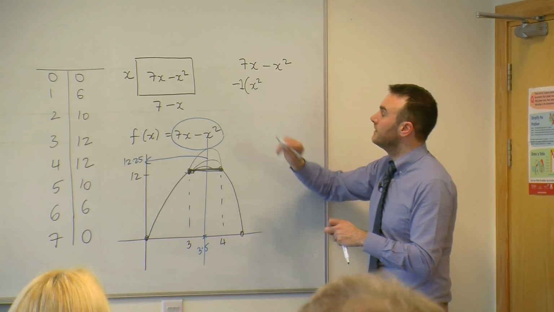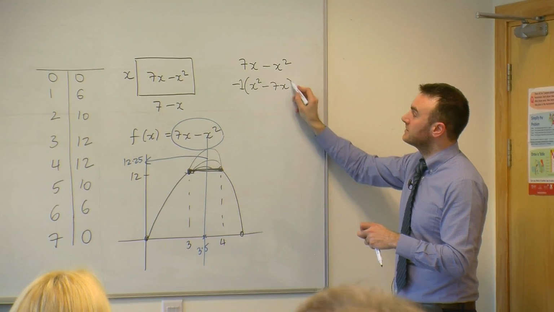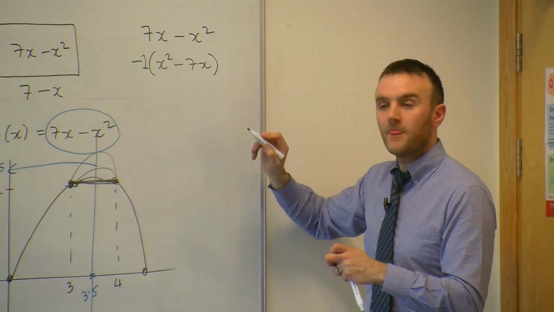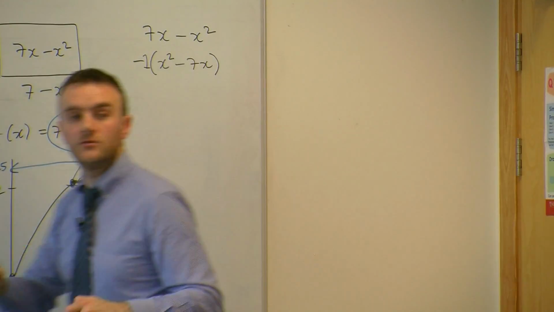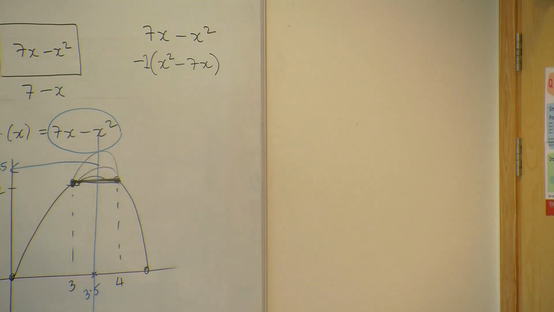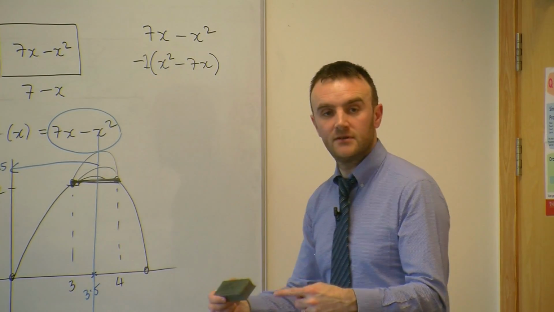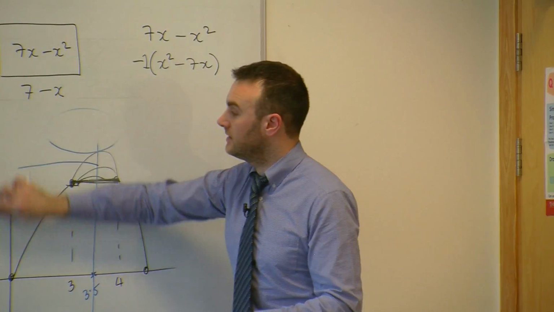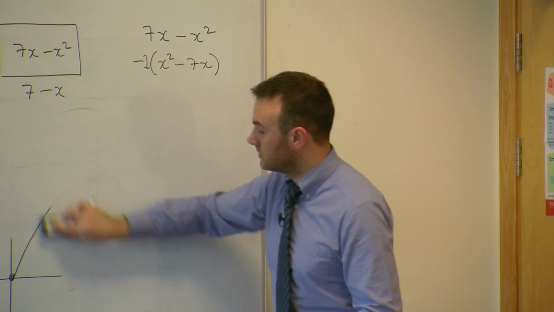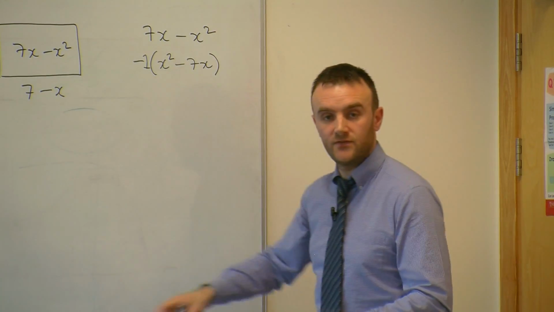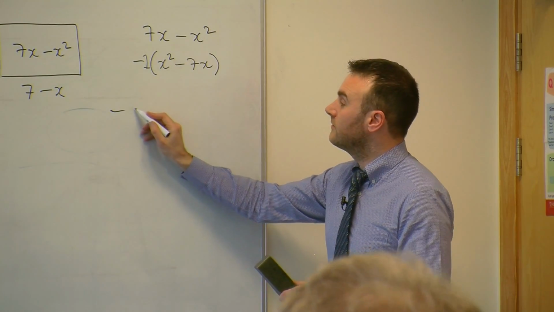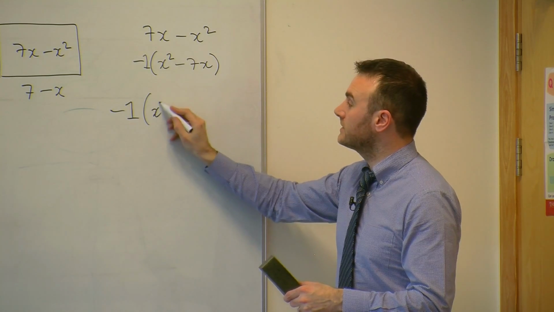Maybe I should write it. Minus 1 into x squared minus 7x. Might be easier to complete the square. What's the technique? How do we do it? Take the coefficient of x, half it, and square it. And we saw in the last workshop, when you draw the geometry of that, it's lovely, because you can see it's physically completing a square. So we've minus 1 into x squared minus 7x.